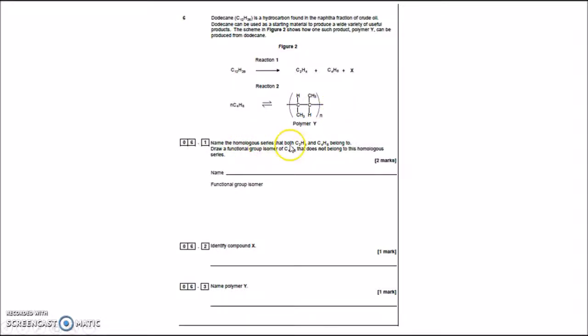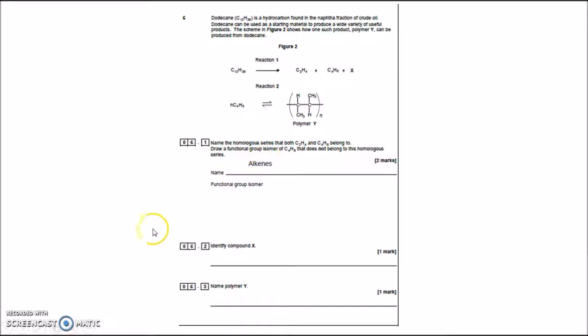Name the homologous series that both C2H4 and C4H8 belong to. Well, the general formula is CnH2n: the number of carbons, the 2 gets doubled to a 4 and the 4 gets doubled to an 8. Then the functional group, it's going to be an alkene. It's got double bonds in it, so it's an alkene.